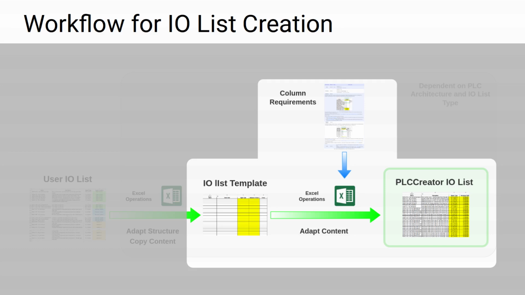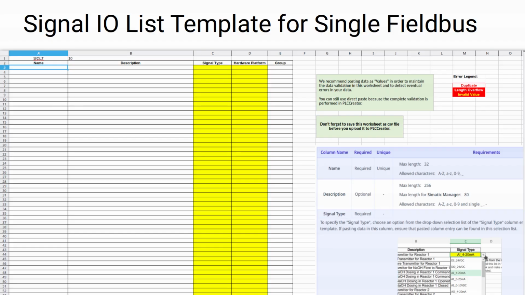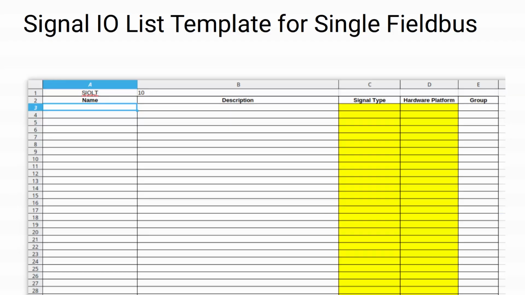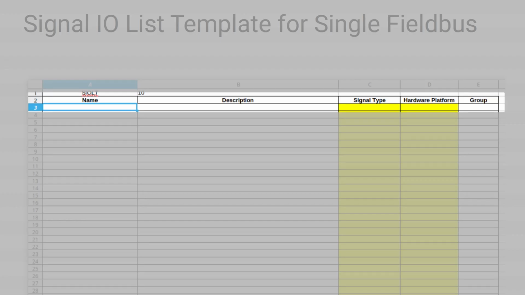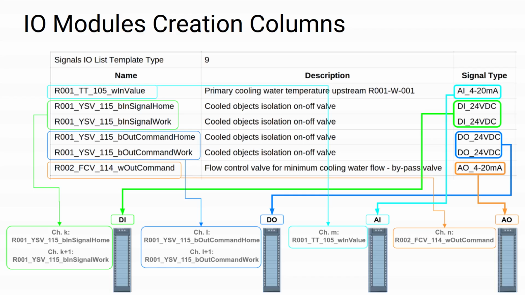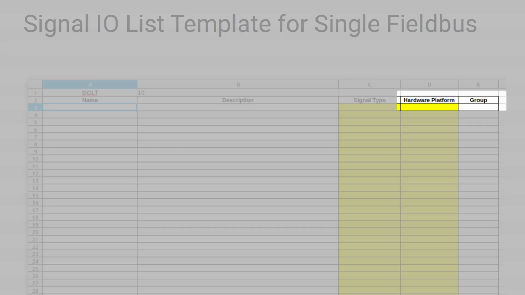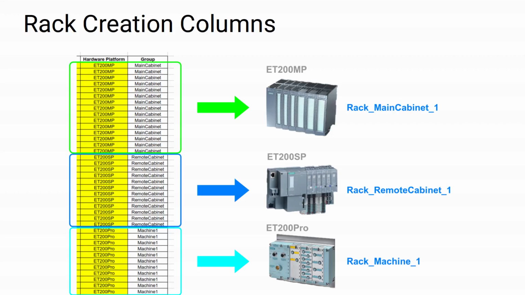Next, we will adapt the content of the I/O list template to meet the column requirements for the selected architecture. With this operation, the PLC Creator I/O list is created. The I/O list template for single Fieldbus architecture has 5 columns. The first 3 columns, name, description, and signal type, are I/O module creation columns. These are inherited from the signal I/O list for single rack architecture. The last 2 columns, hardware platform and group, are rack creation columns.